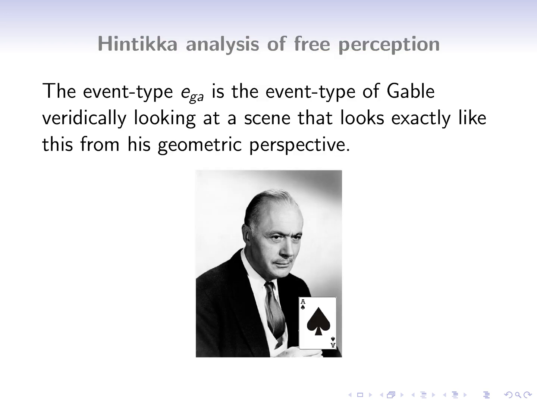Models are constructed by stipulating a finite set of event types. We want to say that there is an event type, E_GA, which is the event type of Gable looking veridically at a scene that looks exactly like the picture at the bottom from Gable's geometric perspective. Event type means it's something that can occur in different possible worlds, or it can occur multiple times in one possible world.